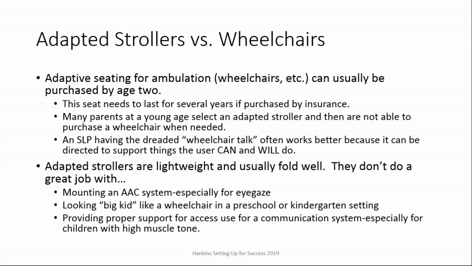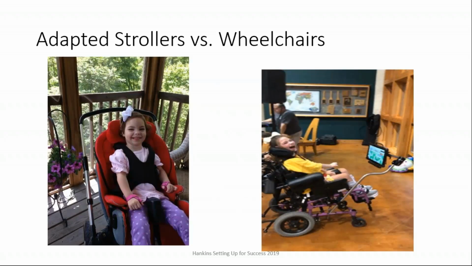So one of the things that I've had to advocate in a teaming seating situation is not getting a stroller, because that stroller doesn't help break that muscle tone that I need for them to have to access well for communication, particularly for scanners and eye gaze kids. So this is Sophie. Early on, I didn't serve Sophie, and her first seat was an adapted stroller.